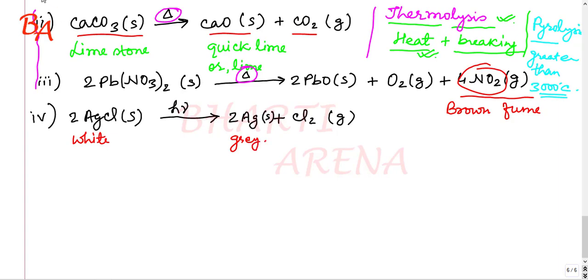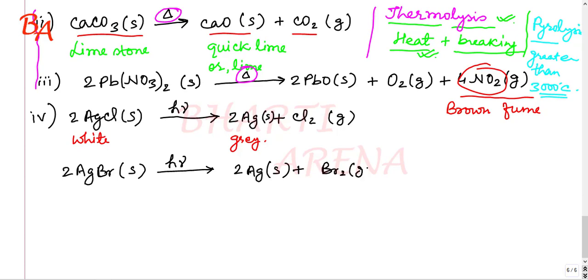The similar reaction is also of silver bromide. It is in solid form, and in sunlight it will produce silver plus bromine in the gaseous form. Here also the color is important. It is white color and silver is of course gray color. So this reaction was once used in black and white photography.